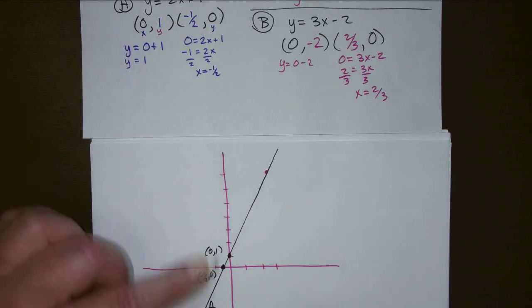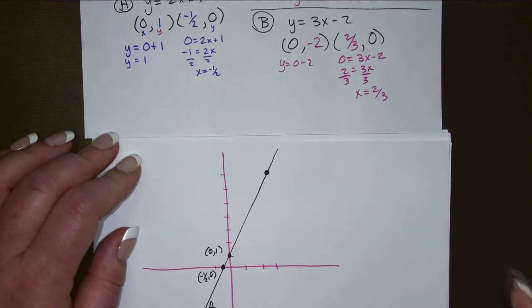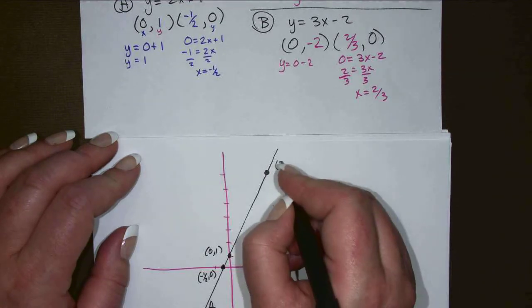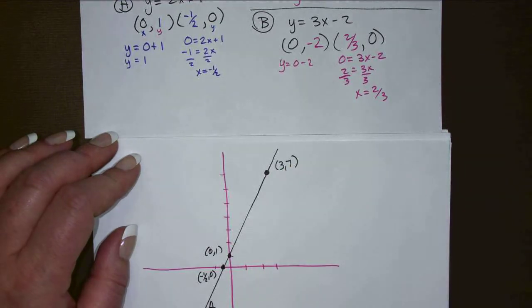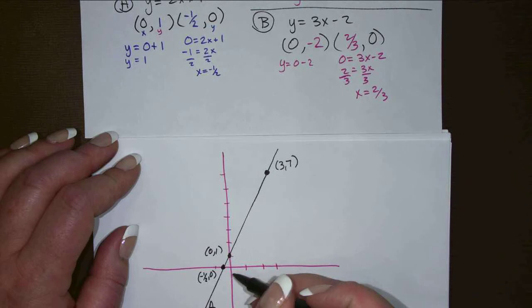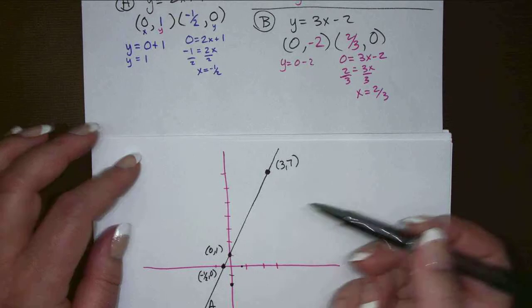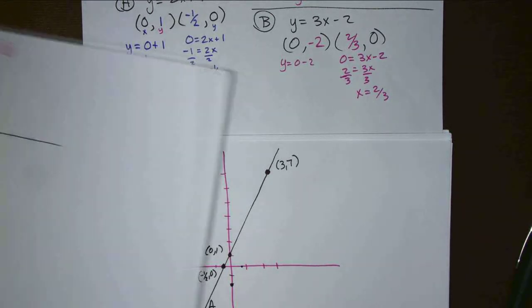And if they don't quite cross, I always just make the point bigger after so that it goes through, and then you can label that point (3, 7). The other one was (0, -2) and (2/3, 0). And I want it to go through that same intersection point.